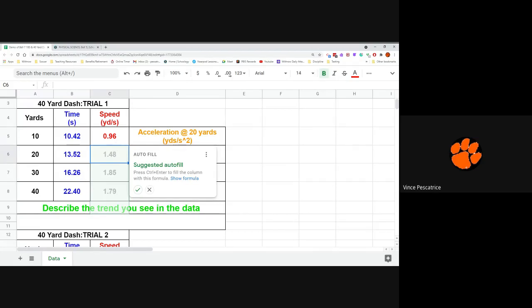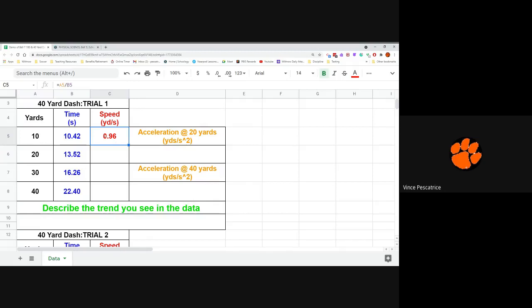Now, don't do this autofill thing. This is like a new feature, and it's doing the right thing, but it's doing it too far, and I'll show you how to do it correctly here. So this is your new speed. This is the speed that this person was traveling at this time.